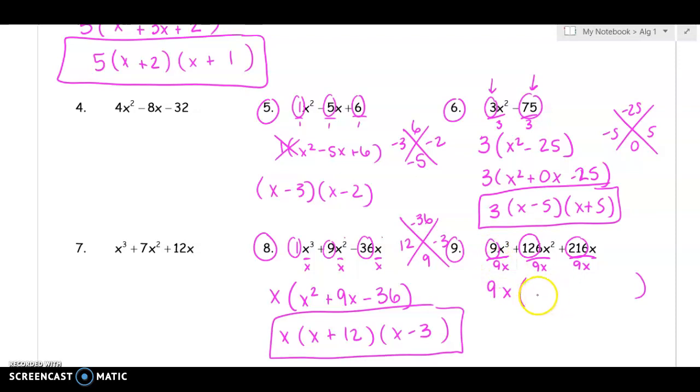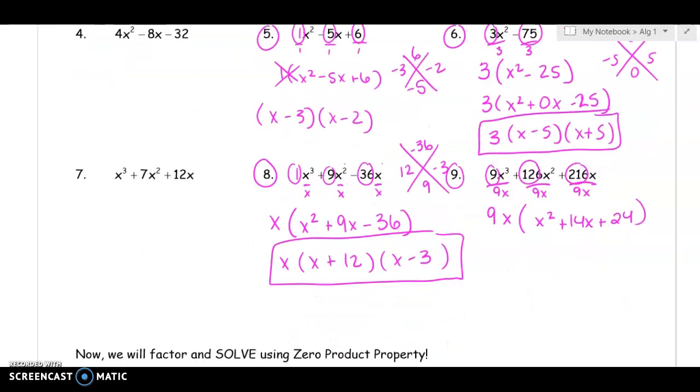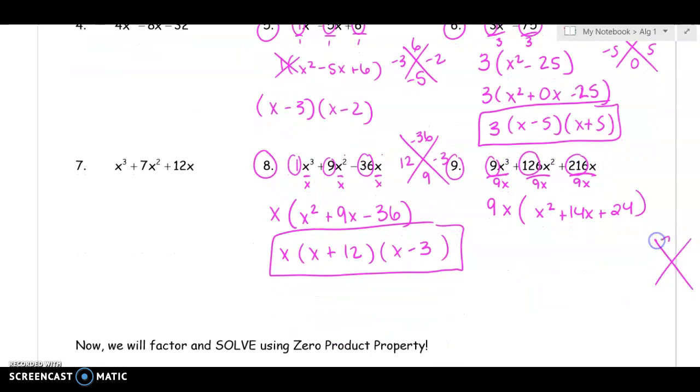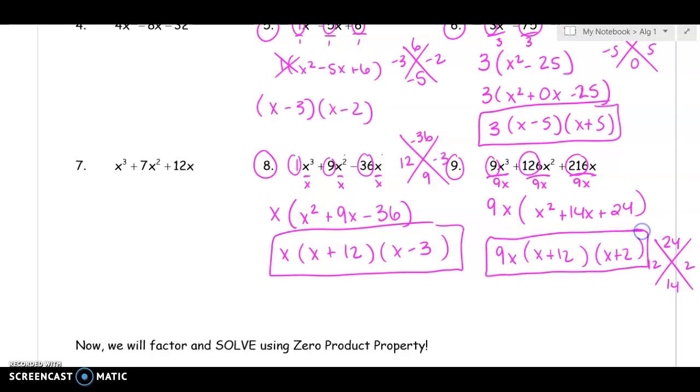9x cubed divided by 9x is x squared. 126x squared divided by 9x is going to end up being 14x. And then 216x divided by 9x, the x is canceled. 216 divided by 9 is 24. All right, and then we're going to do a box problem. It's got to multiply to be 24 and add to be 14. Those two numbers are going to be 12 and 2. So you write your two sets of parentheses, x plus 12, x plus 2, and the 9x, which was our GCF, goes out in front.